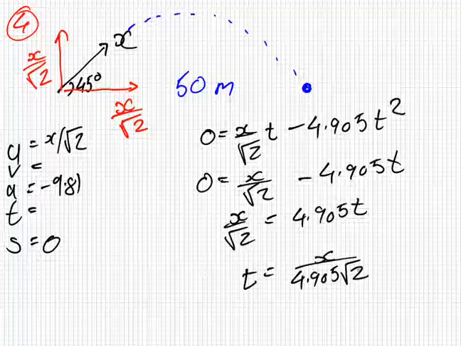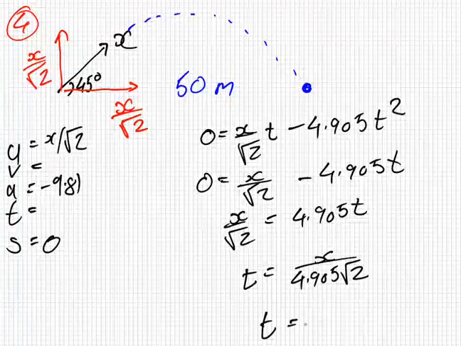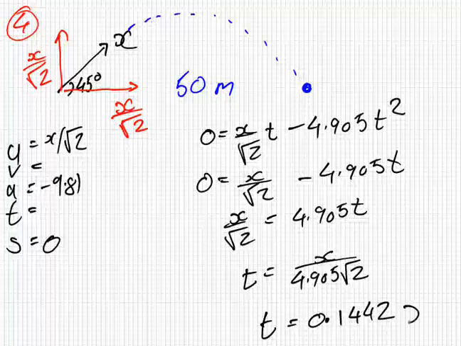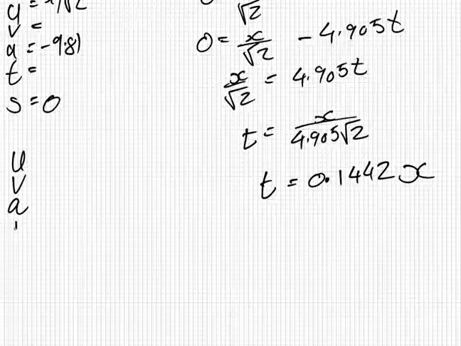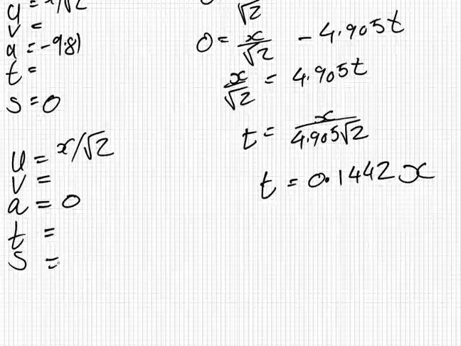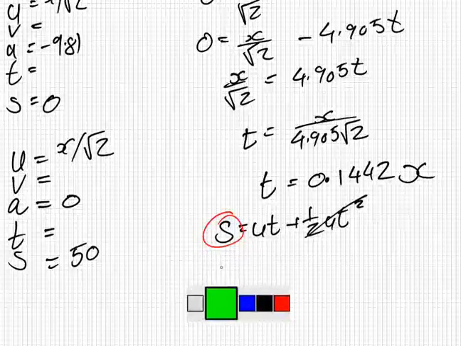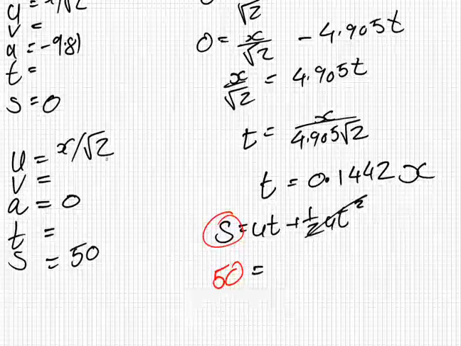Okay, so first I'll get the time. U, V, A, T, S. The U is 28.28, the V we don't know, A minus 9.81, T we don't know, and S, if I want to go to here. Yeah, so we can go straight into S equals U T plus a half A T squared. So again, this is, well, it's negative, so I just said plus, but it's plus a minus number. So when you solve this, you get T equals 5.8 seconds.